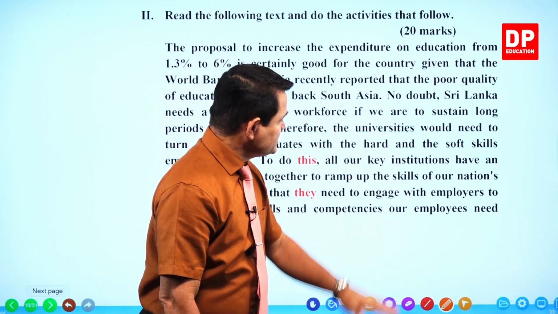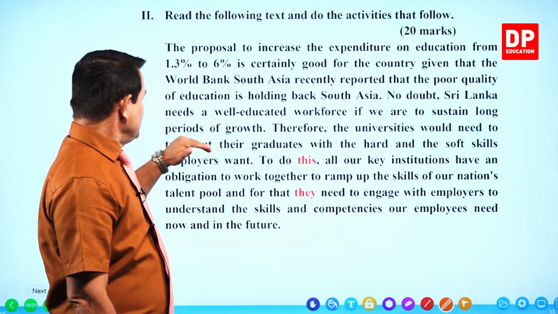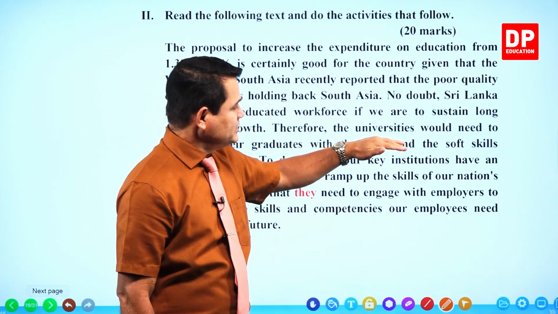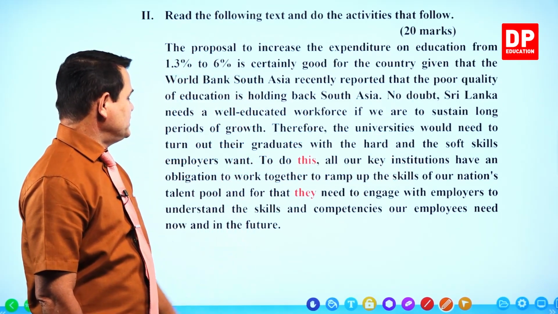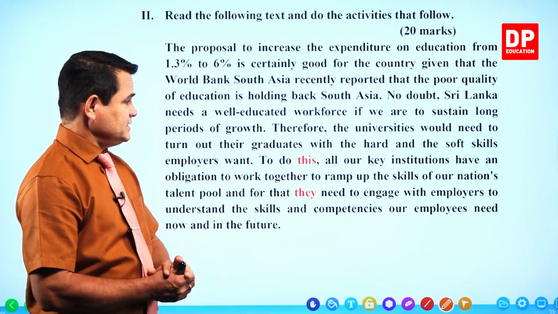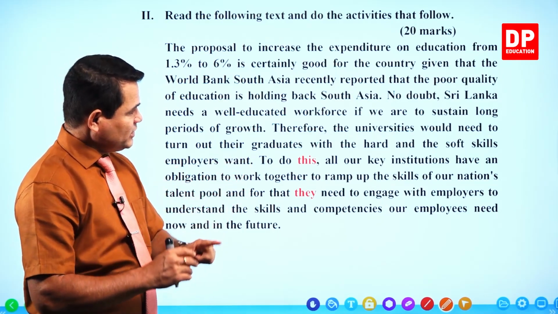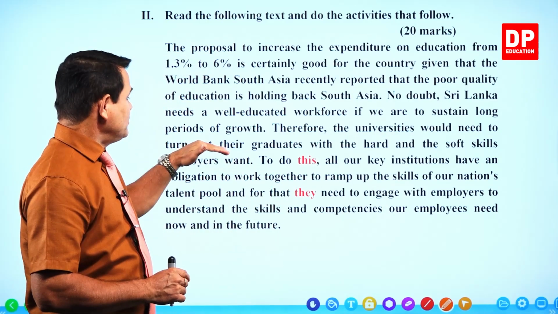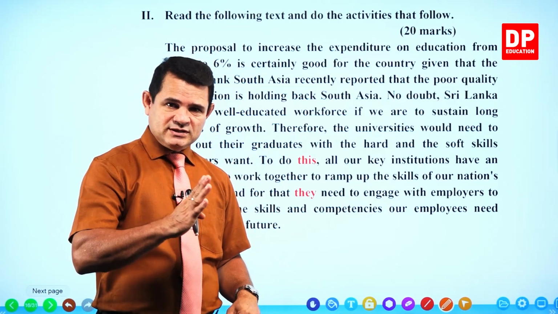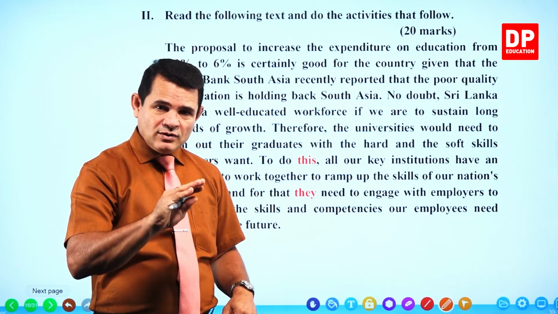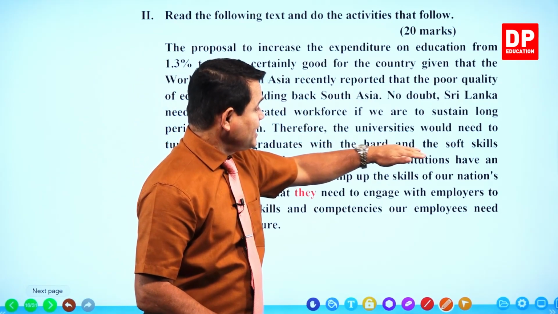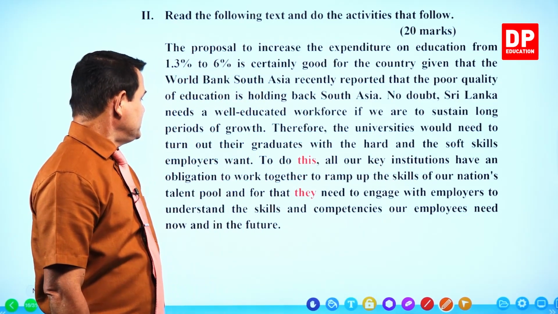Therefore, the universities would need to turn out their graduates with the hard and the soft skills employers want. So because of that, the universities කරන්න ඕනේ මොකද? Would need to turn out their graduates, the people who are coming out of the universities. University එකකින් එළියට එන අය. ඒගොල්ලෝන්ව හරවන්න ඕනේ graduates ලා with the hard and the soft skills employers want.